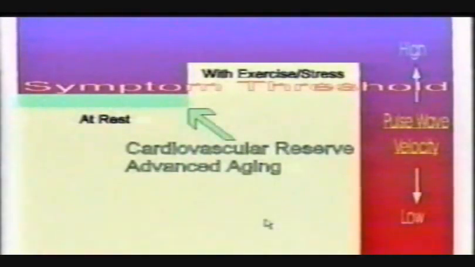In later stages of aging, cardiovascular reserve is further decreased and is adequate only at rest, but not during exercise or stress conditions, when increasing symptoms of coronary insufficiency start appearing.